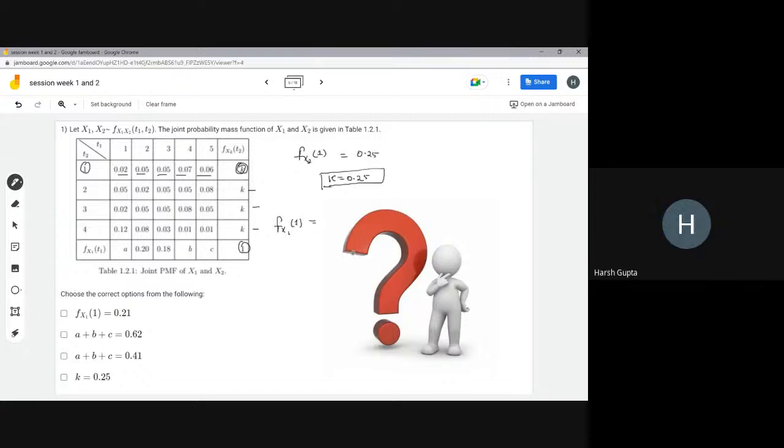You can also do that: subtract these two things from one to get the ABC option. I'm telling you the approach of how to find the marginal probability. That's why I'm asking. Sorry, okay, no problem.